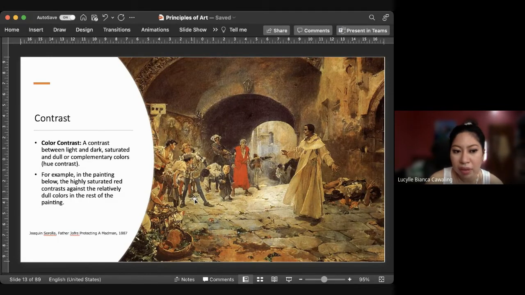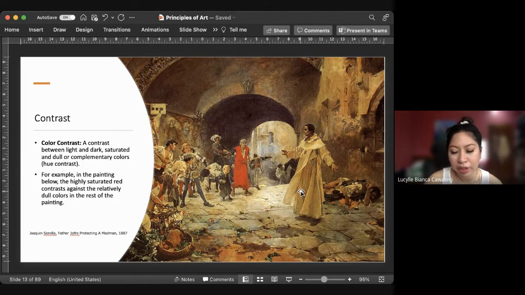So this is Joaquin Sorolla, Father Jofre protecting a madman. So the madman and Father Jofre, I don't know. There is also a stark contrast between the light and the dark. For example, this area here is darkened and Father Jofre is lighter. So that would help you bring emphasis to the picture.